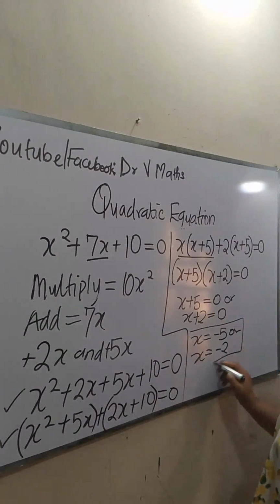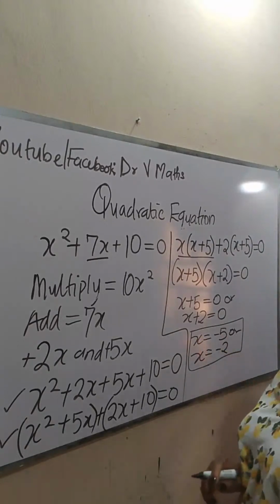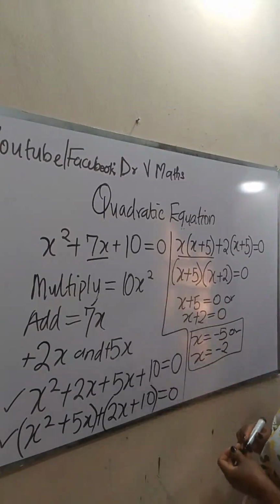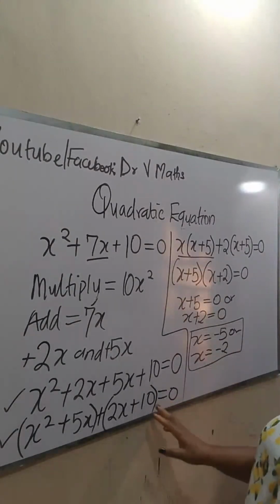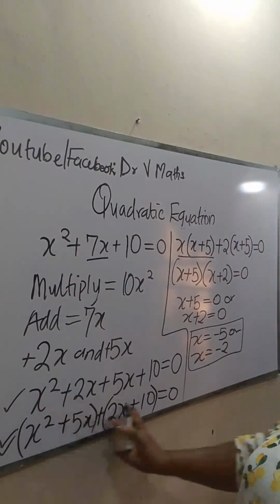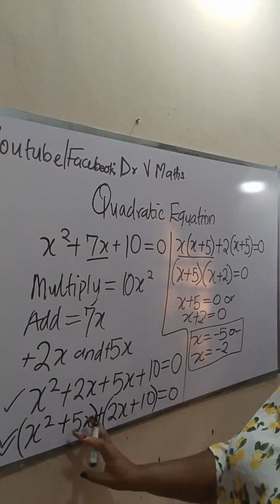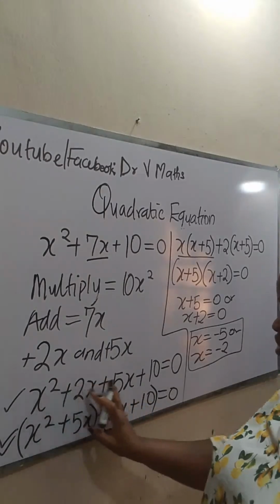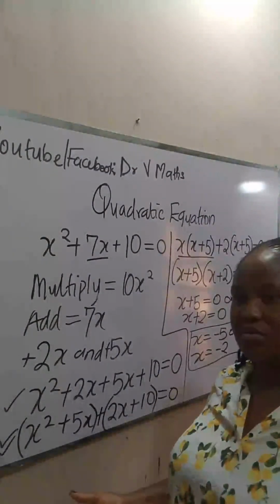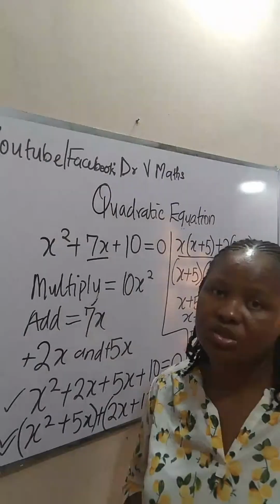So the answer to this question is x equals minus 5 or minus 2. I've solved this using this method. Using this representation is not a method. I will also solve it using this other representation, so that you see that whichever one you choose to use, you arrive at the same answer. I'll just do it for this one so that you see it with your eyes. Then we go on with other things.